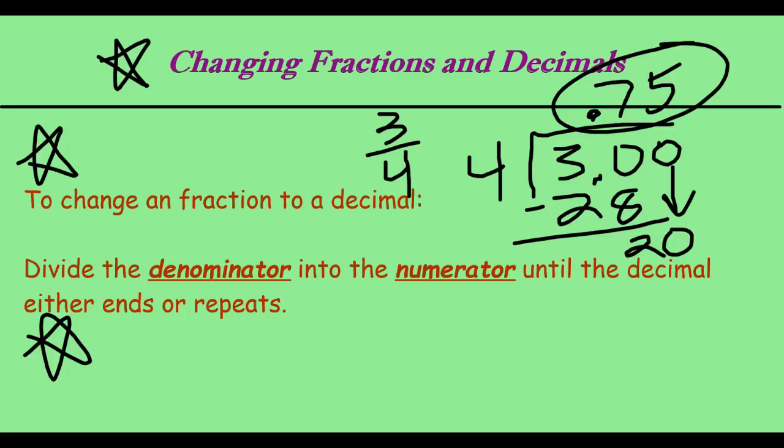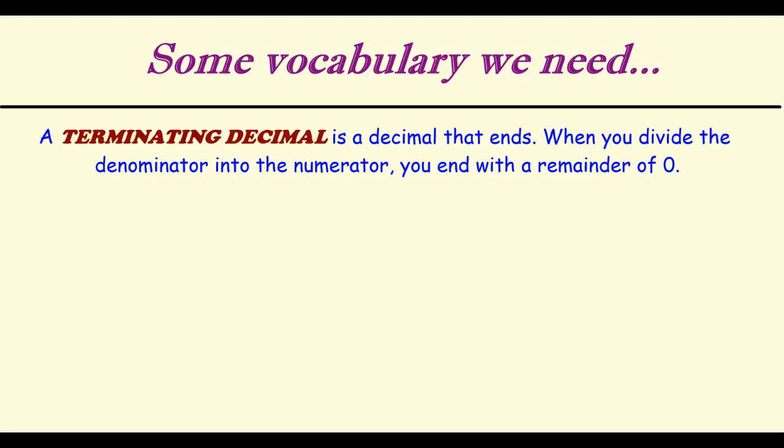So before we go on to doing some practice problems here, we have to talk about a little bit of terminology, because at the end of this definition here, it says the decimal either ends or repeats. And that gets to the idea that there are a few different types of decimals that we could have. There are two that we're going to talk about right now. A terminating decimal is a decimal that ends. So if you divide the denominator into the numerator of the fraction, you end with a remainder of 0.